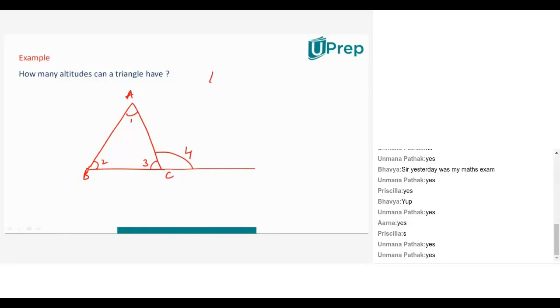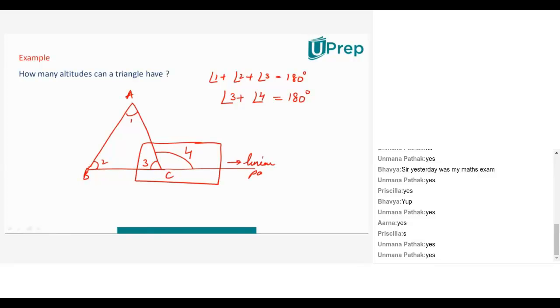Cool? Everyone following? What do we know? What all can I deduce from here? I know that angle 1 plus angle 2 plus angle 3 is equal to 180 degrees. Everyone agrees with me? Yes, sir. What else can I say? Can I say that angle 2 plus angle 4 is also equal to 180 degrees? Remember that this was forming a linear pair? Yes, sir.